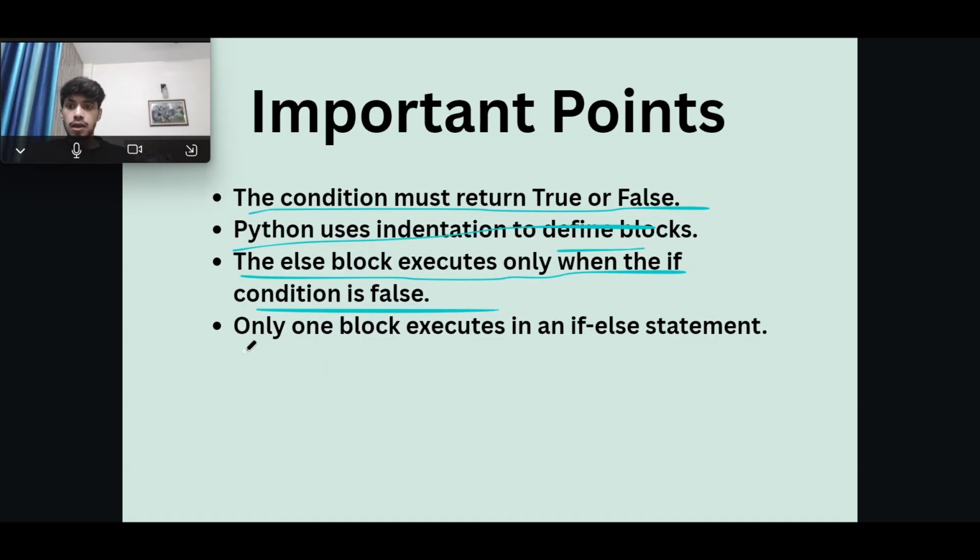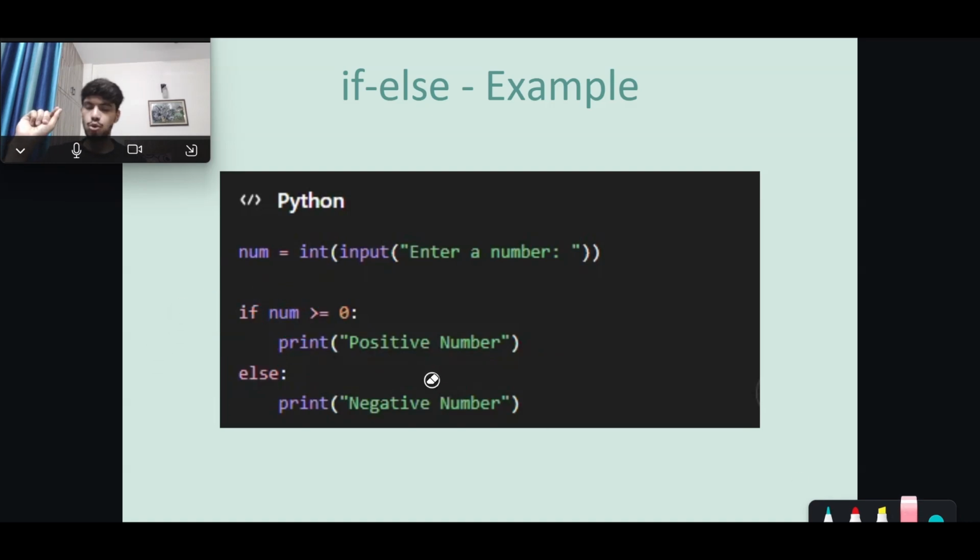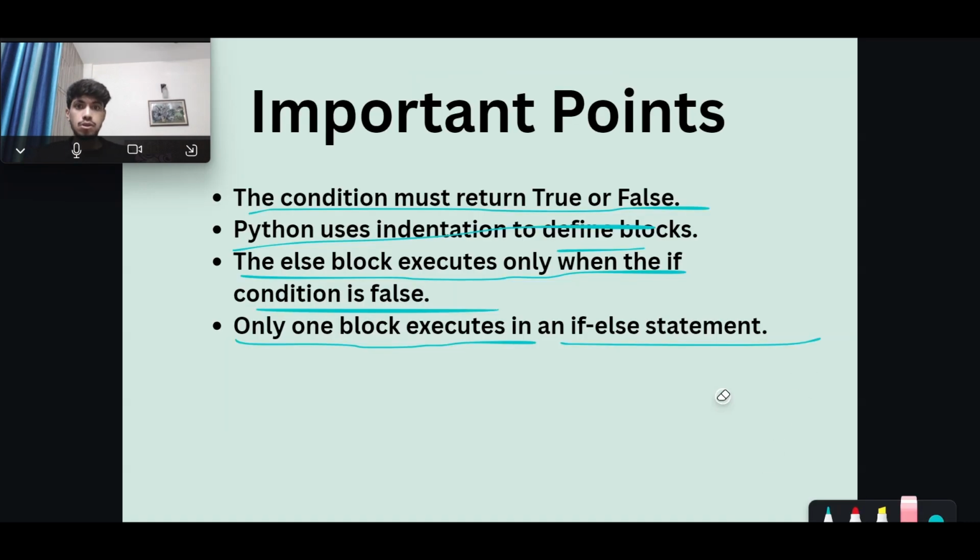Next, only one block executes in an if else statement. What it says is simple: या तो else execute होगा या फिर if execute होगा, दोनों एक साथ execute नहीं हो सकते. What is quite obvious is that if कंडीशन होगी एग्जीक्यूट या एल्स कंडीशन होगी, वो तो खुद ही बोल रहा है इफ एल्स. सिंपल.